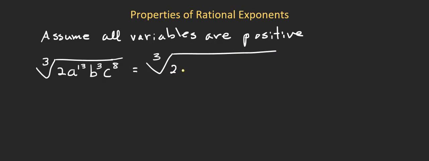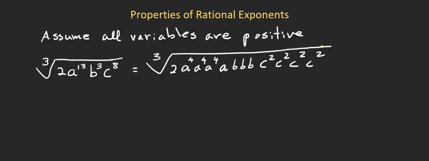What about a to the 13th? We could rewrite it as a to the 4, a to the 4, a to the 4, and a. Notice, when you multiply these, you'll get a to the 13. What about b cubed? That's just b times b times b. Now what about c to the 8? That's c squared, c squared, c squared, c squared.